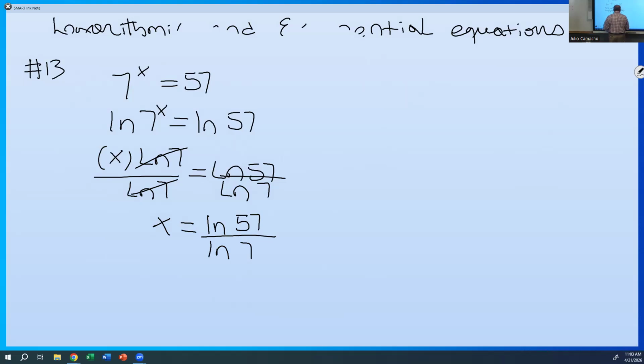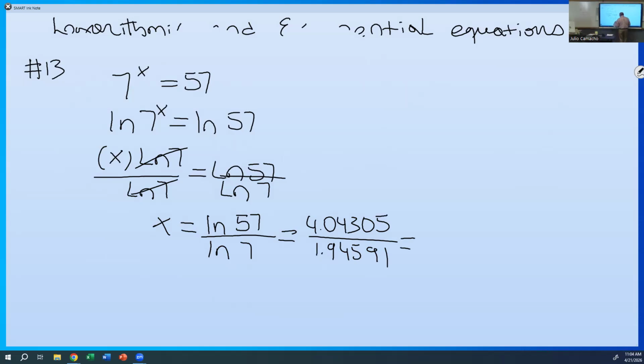And the natural log of 57 is 4.04305. And the natural log of 7 is 1.9459. And you divide both together.